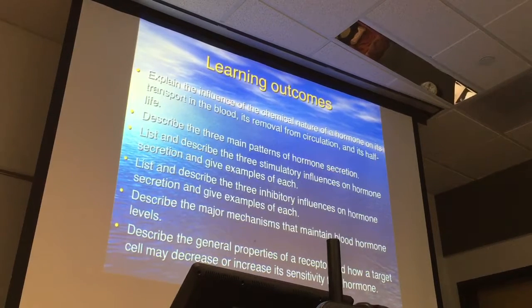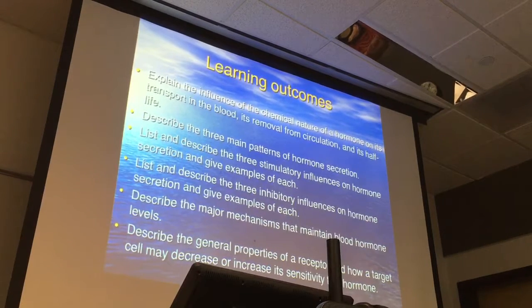Discuss the 3 main patterns of hormone secretion. List and describe the 3 stimulatory influences on hormone secretion. Give an example of each. What are the 3 ways hormones can be stimulated, be secreted? And what are the 3 ways that hormones can be inhibited from being secreted? They're exactly the same 3. Okay. Discuss the major mechanisms that maintain blood hormone levels.